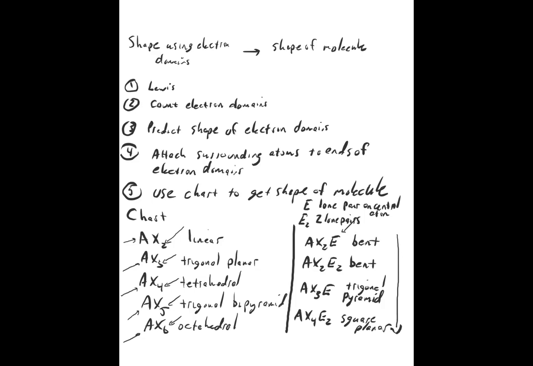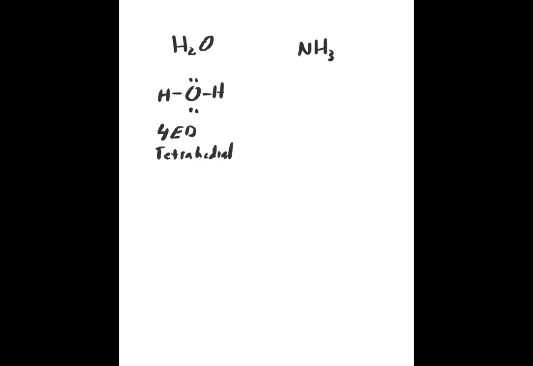Okay, so let me show you examples. Here's H2O and ammonia, NH3. H2O is water. Step 1, draw the Lewis structure. Count your domains around the central atom. There's 4 of them, 2 lone pairs and 2 bonds. So you have 4 domains. In terms of the electron domains, that would be tetrahedral, right? And then I said, attach the surrounding atoms to the domains. Just pick 2 of the domains, okay? Let me show you what I mean by that.